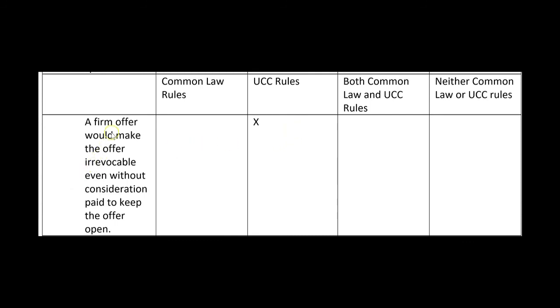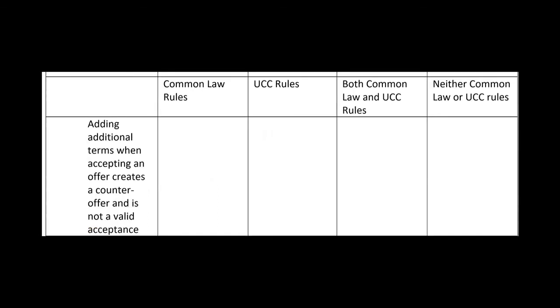So let's read this again. A firm offer would make the offer irrevocable even without consideration paid to keep the offer open. That would only be under the UCC rules, because under the common law rules, if you want to know whether an offer is irrevocable or not, look to see if there's an option contract in place. If there's an option in place, then it's irrevocable under the common law. If there's no option, then it's revocable. But under the UCC, you don't need an option. The firm offer makes the offer irrevocable even without an option.